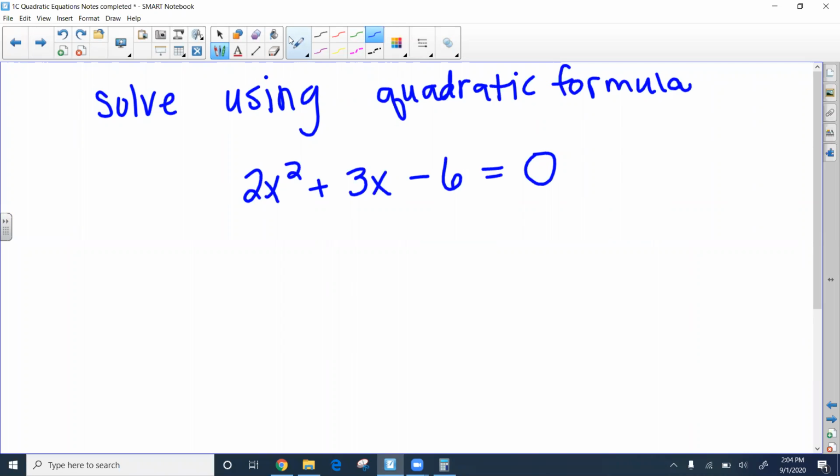So pay attention to what numbers are A, B, and C. And be careful with the signs. And okay, let's take like a minute or two and solve this. If you think you have your answers, you can type them in the chat.